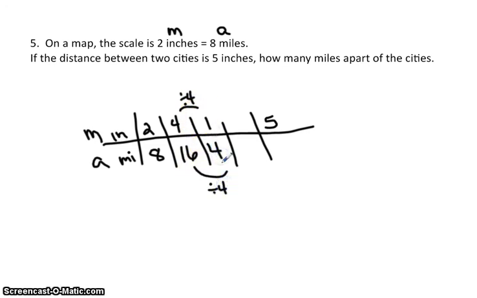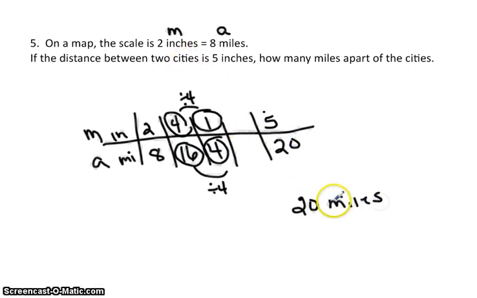So again, I'm finding that unit right here. And then I can see that I can add together 4 plus 1 to get to 5. So 16 plus 4 makes 20. So in this scenario, the two cities are 20 miles apart.